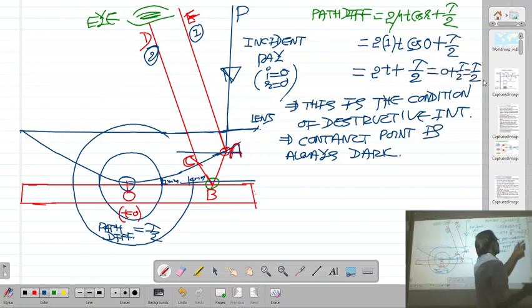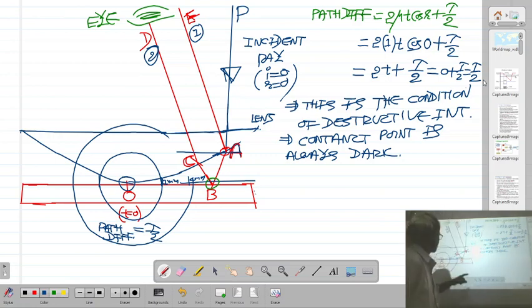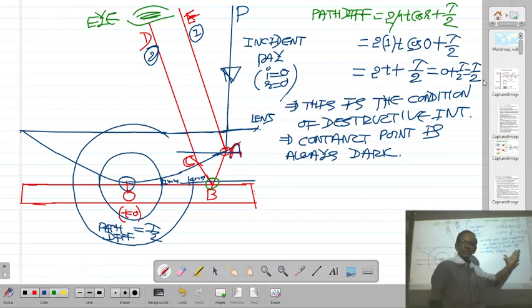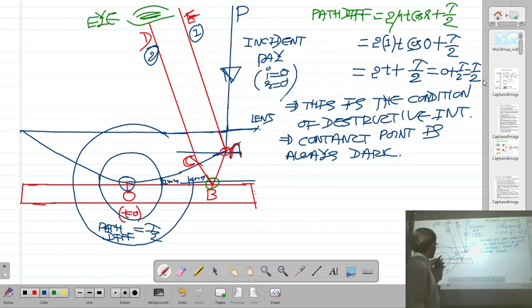And this path difference lambda by 2 is the condition of destructive interference. So at the contact point, always destructive interference will occur, and therefore the contact point is always dark, because at the contact point the path difference is lambda by 2, and lambda by 2 is the path difference for destructive interference.